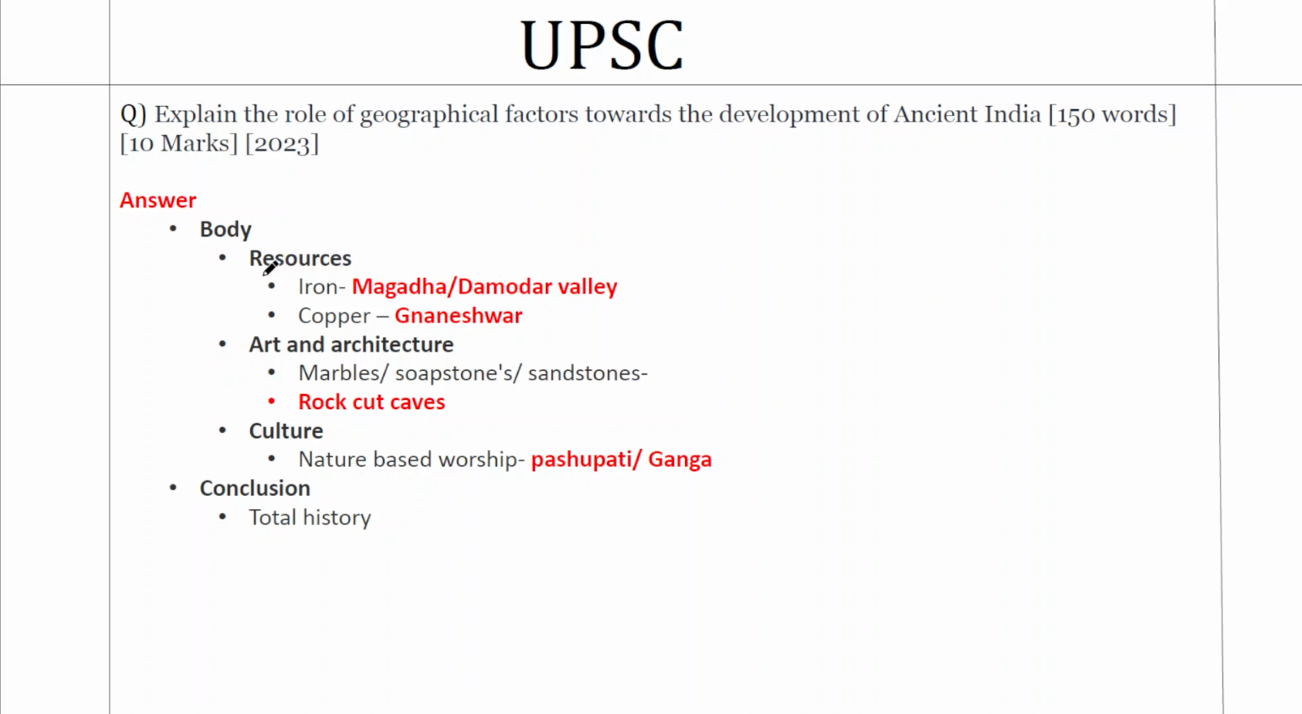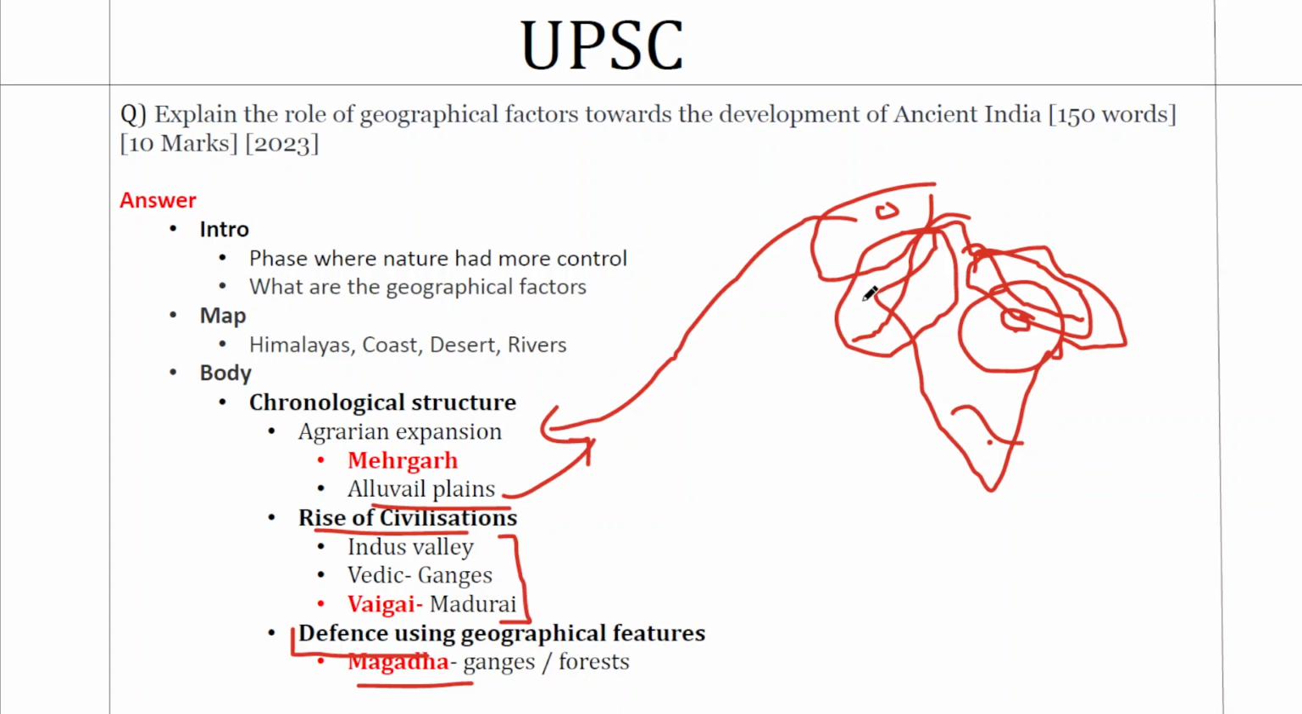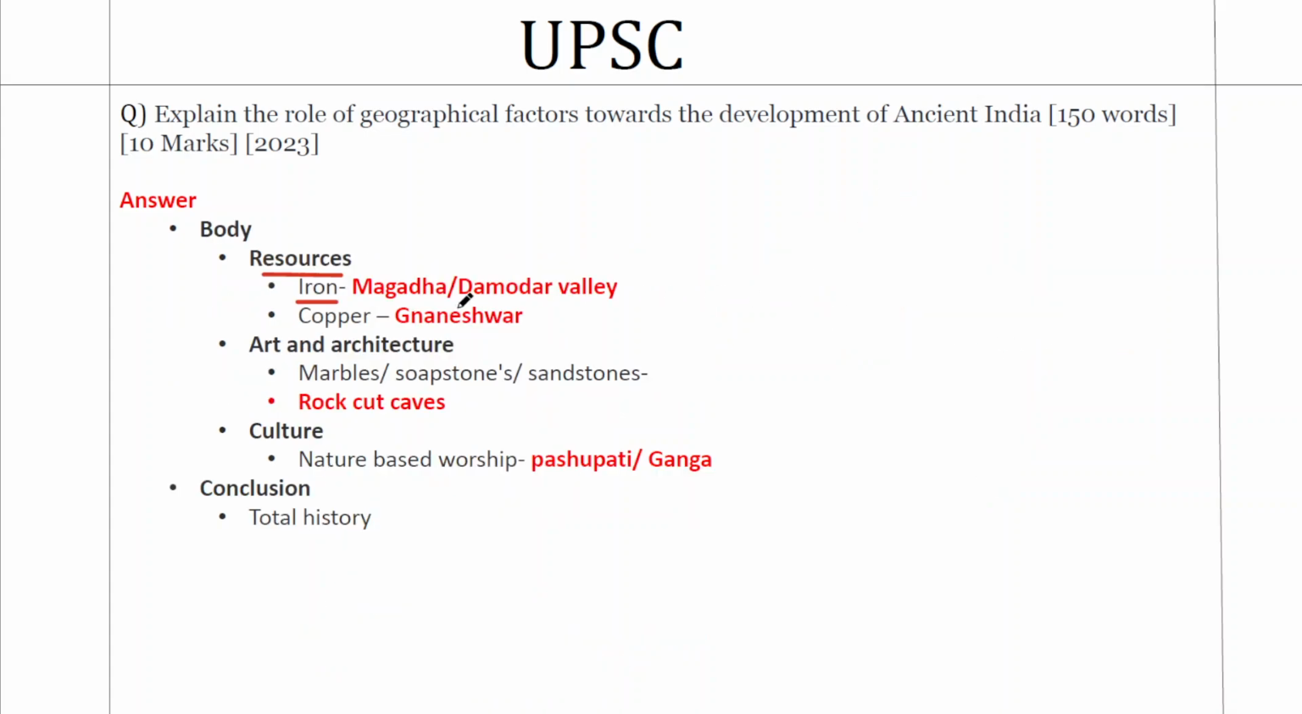The fourth is specifically on resources. There again, we'll invoke the Magadha empire, because it is around the Chota Nagpur plateau here. We have a lot of resources, the Gondwana plateau, coal and iron, and these resources were used for the construction of this dynasty as well. And we can take the case of Ganeshwar as well, where there was an abundance of copper, and we can link it with the Indus Valley civilization, which had techniques like the lost wax technique and bronze sculptures. So we can have two value additions under the same point of resources.